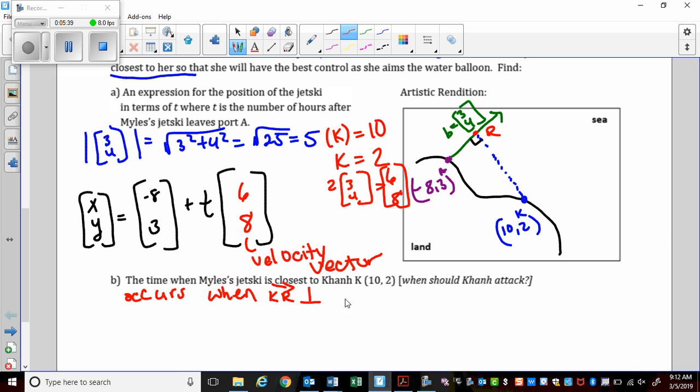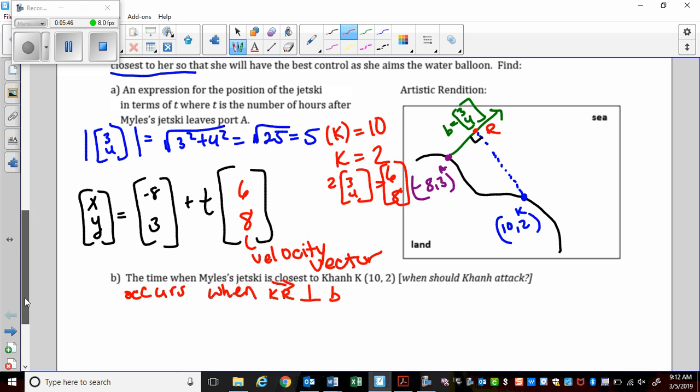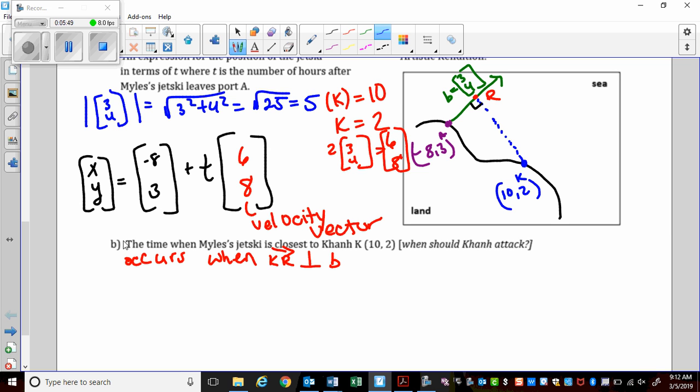KR is perpendicular to this vector B, the jet ski B. Okay. Well, let's find KR. I don't know where KR is. I need that vector first. Just remember KR is R minus K. All right, well, I know what R is, this point. So I'm going to use -8 plus 6t and 3 plus 8t. And then I know what K is.